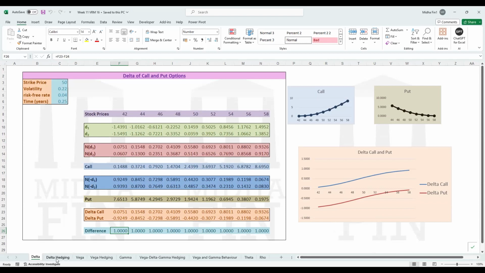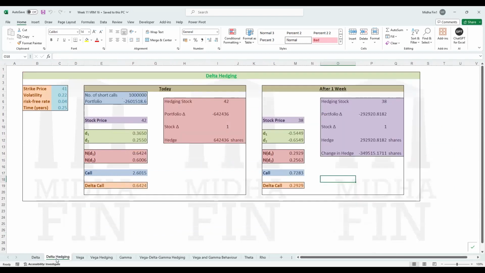Now let's talk about delta hedging, because that's more important. Once you have understood the delta, you need to understand delta hedging. So here what we have is a portfolio today which consists of short calls, and it is 1 million calls which you have shorted. Ignore the portfolio value for now. So you have this short call.